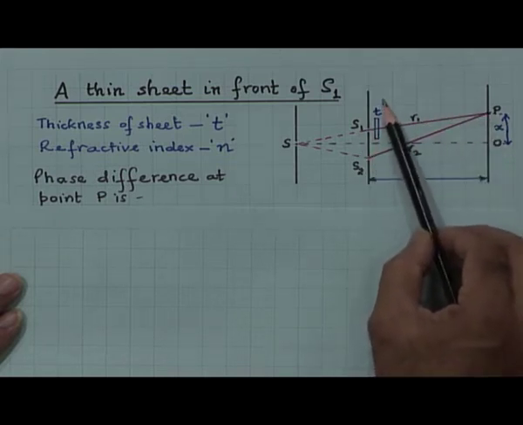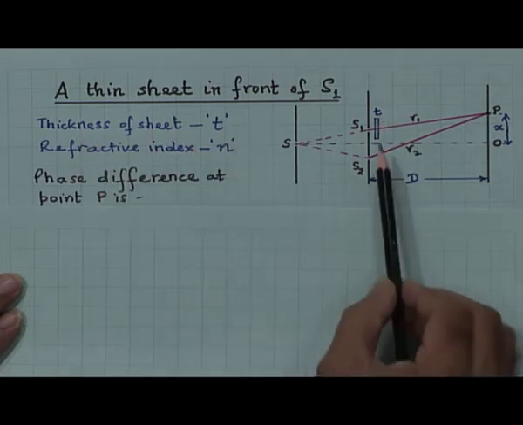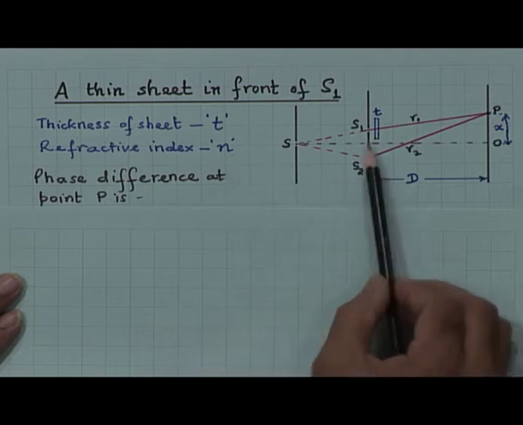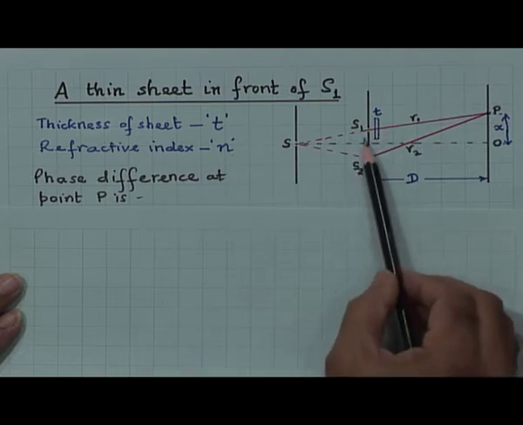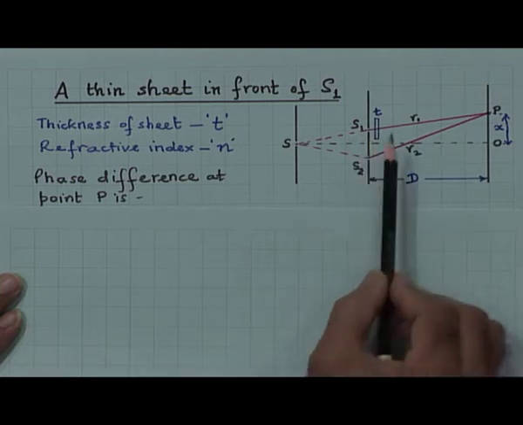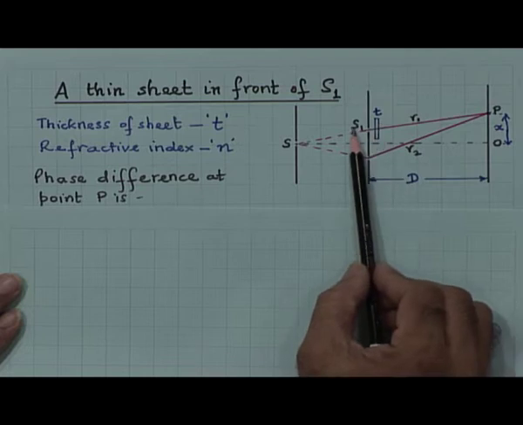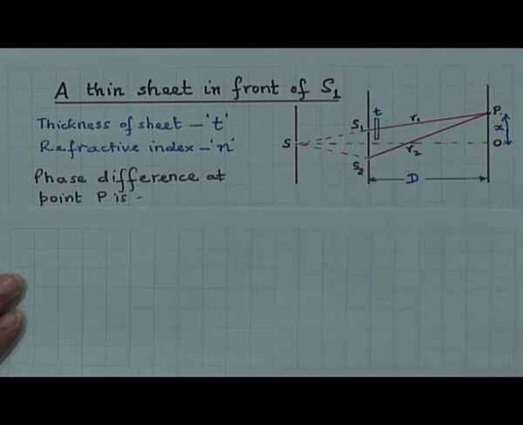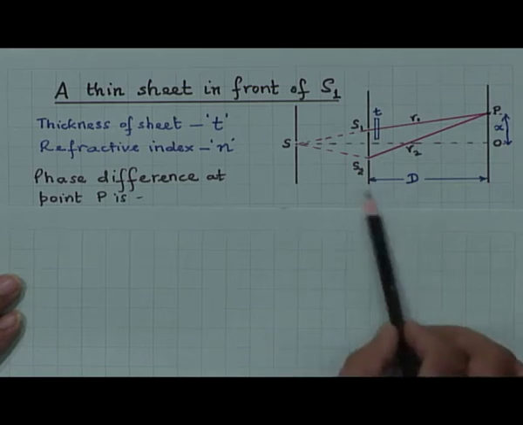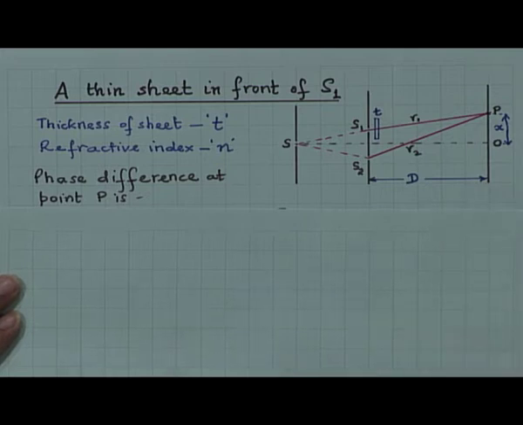But now, a thin sheet of thickness t, where t is the thickness of the sheet and n is the refractive index, has been introduced in front of one of the sources, here S1. This could be introduced on this side or this side, it could be introduced on any side. So, we have introduced this here in front of the source S1. D is the separation between the double slit and the screen.